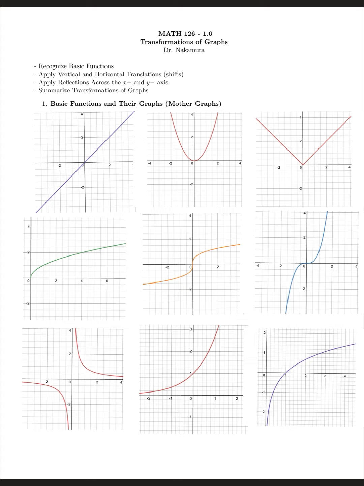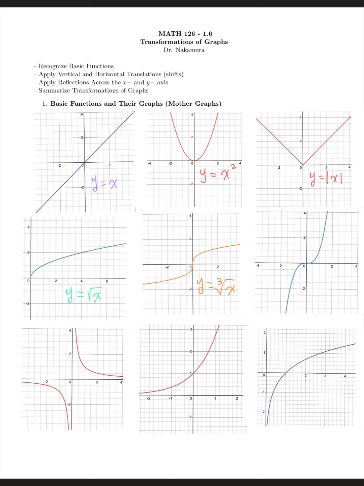All right, let's go over the basic functions to see what kind of function they are. The first one is a linear equation, given by y equals x. The next mother graph is given by y equals x squared. The next graph is given by y equals absolute value of x. The next graph is given by y equals square root of x. And the next one is the graph of y equals cube root of x.